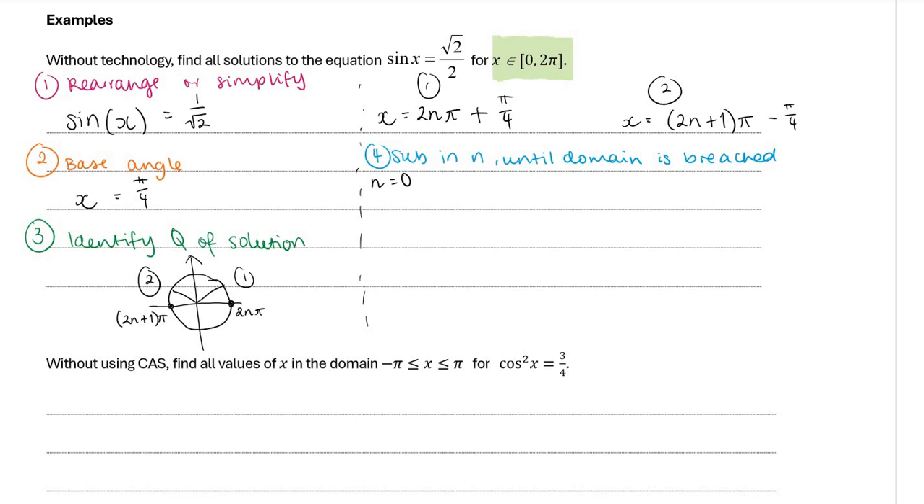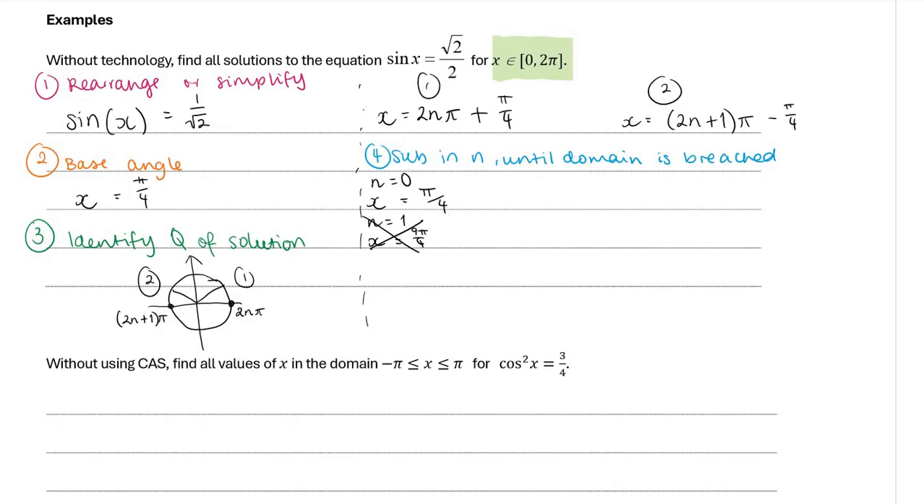And if we sub that in, we're going to have x is equal to 2 times 0 times pi, so 0, plus pi on 4. And that's one of our solutions. If we sub in n equals 1, we have x is equal to 2 pi plus pi on 4, which is 9 pi on 4. And that cannot be one of our answers because our domain has been breached, okay?